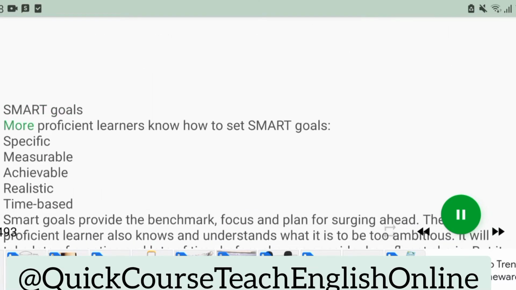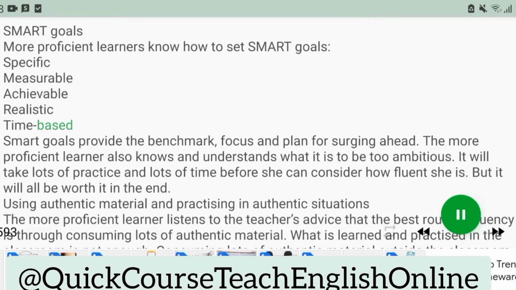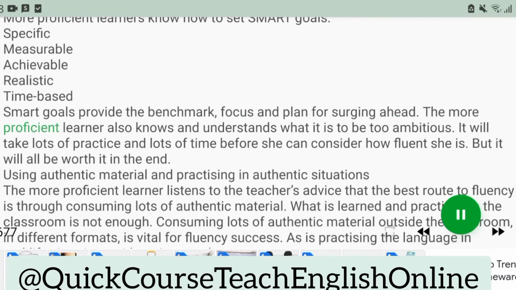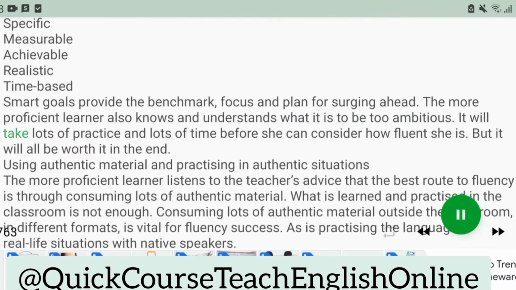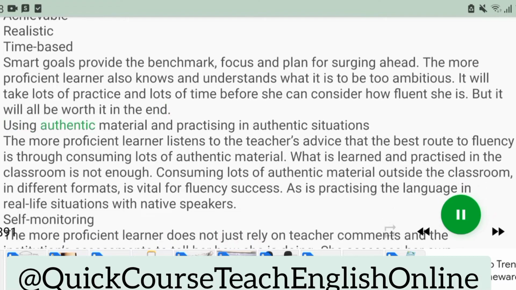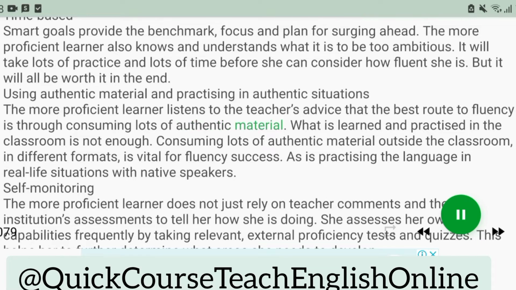SMART goals. More proficient learners know how to set SMART goals: specific, measurable, achievable, realistic, time-based. SMART goals provide the benchmark, focus and plan for surging ahead. The more proficient learner also knows and understands what it is to be too ambitious. It will take lots of practice and lots of time before she can consider how fluent she is. But it will all be worth it in the end. Using authentic material and practicing in authentic situations. The more proficient learner listens to the teacher's advice that the best route to fluency is through consuming lots of authentic material.